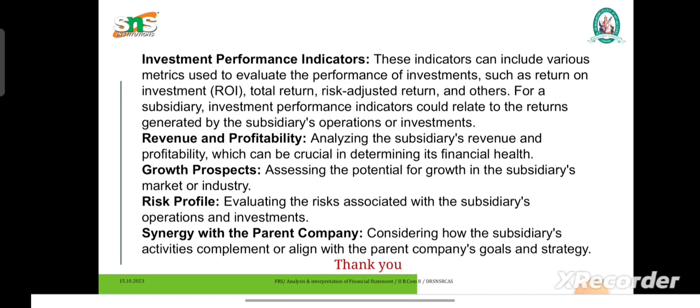The last one is synergy with the parent company. Consider how the subsidiary's activities complement or align with the parent company's goals and strategy.